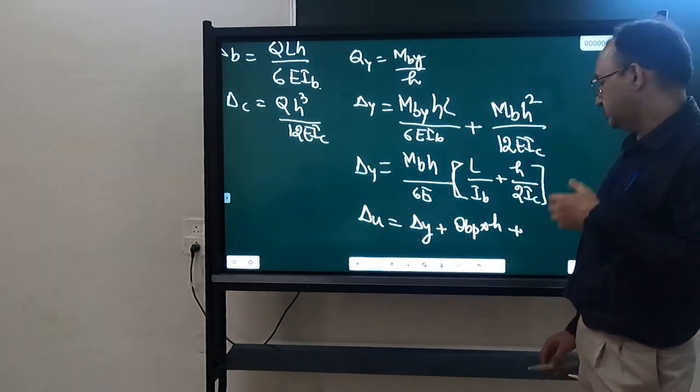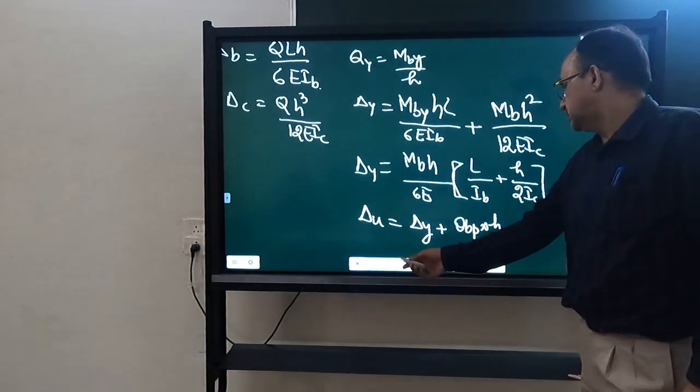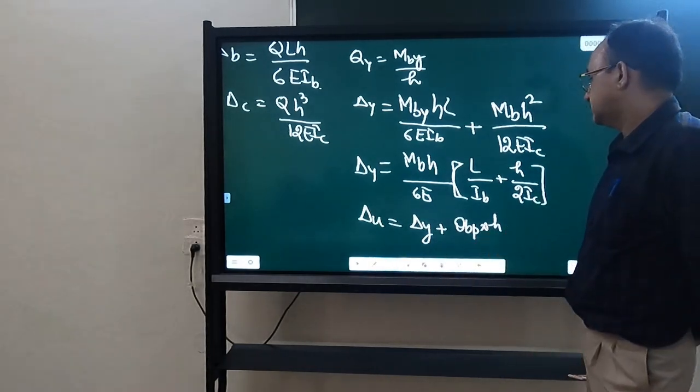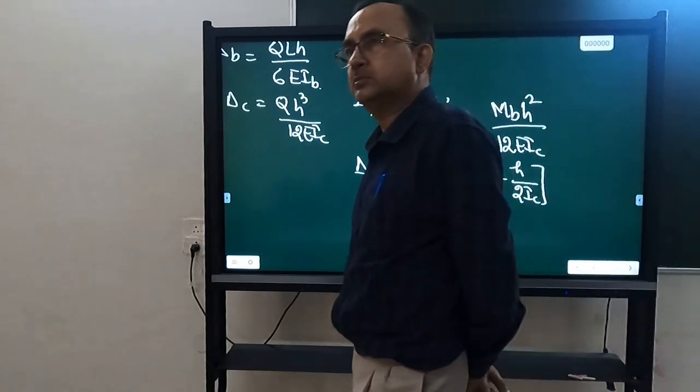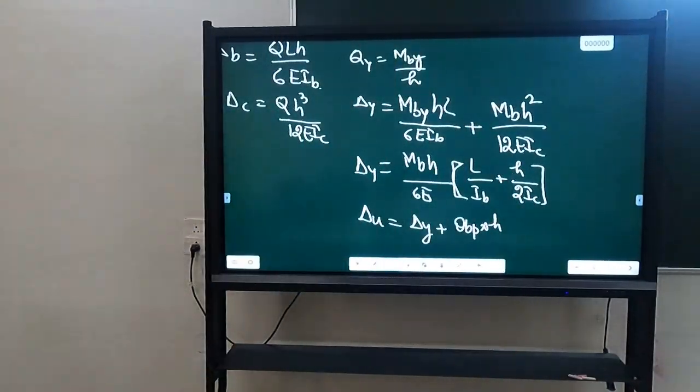Will there be anything else? No. The column, will it cause any additional deformation? No, because the force does not increase. So the deformation in the column will remain the same. Only thing is that there will be additional deformation because of the plastic rotation which is occurring at the hinge.